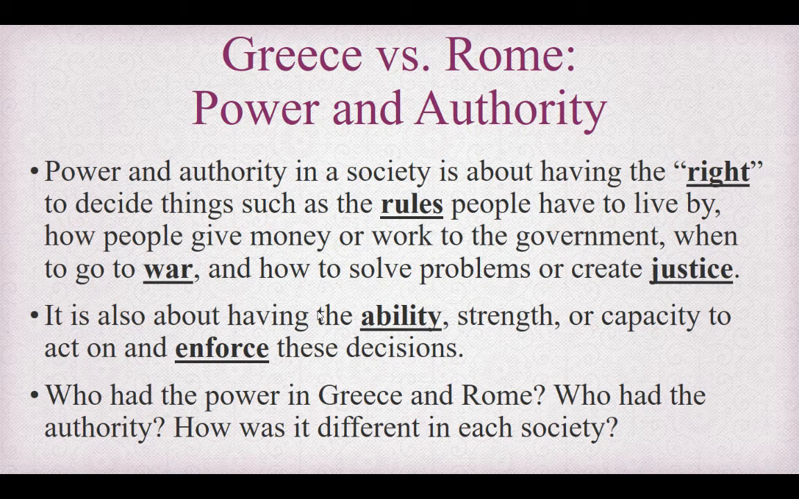Power and authority in a society is about having the right to decide things such as the rules people have to live by, how people give money or work to the government, when to go to war, and how to solve problems or create justice. It is also about having the ability, strength, or capacity to act on and enforce these decisions. So quickly just think, who had the power in Greece and Rome? Who had the authority? And how is it different in each society?